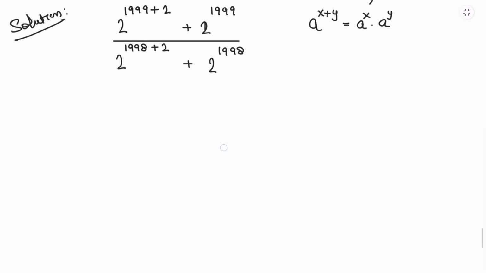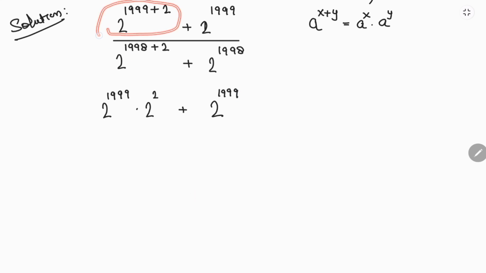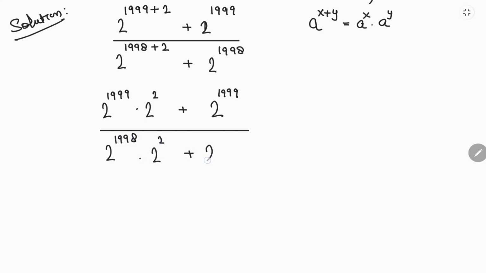So here what will I do? I will write it as 2 raised to power 1999 times 2 raised to power 2 plus 2 raised to power 1999, because this quantity I broke it like this. A raised to power x plus y can be written as a raised to power x times a raised to power y. And in the denominator what will I write? 2 raised to power 1998 times 2 raised to power 2 plus 2 raised to power 1998.